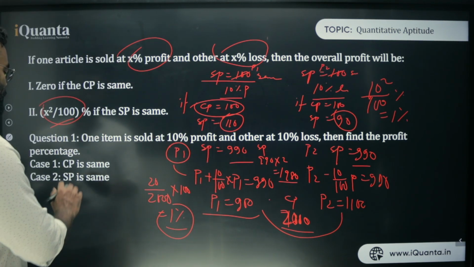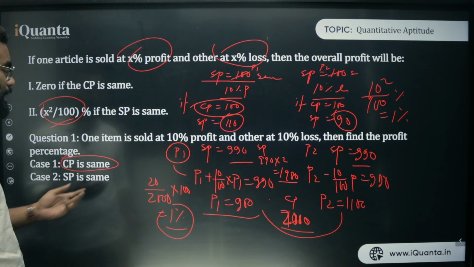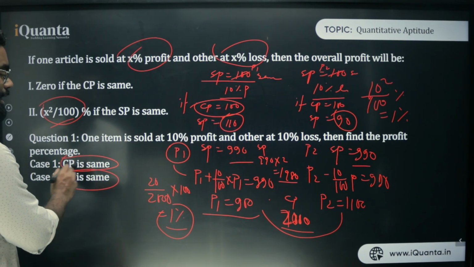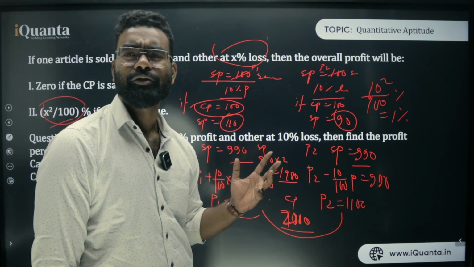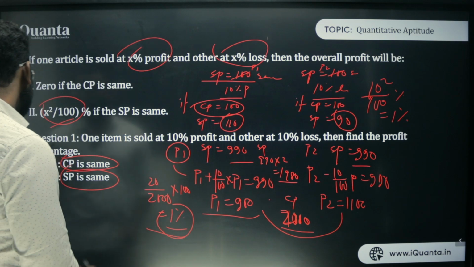I've already given you the same question. If the CP is same, then it is 0% profit. If the SP is same, then the answer is 1%. We have already discussed this particular thing with this kind of questions. I hope you understand how we are solving this one.